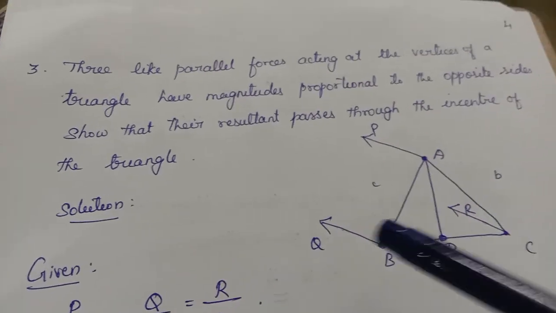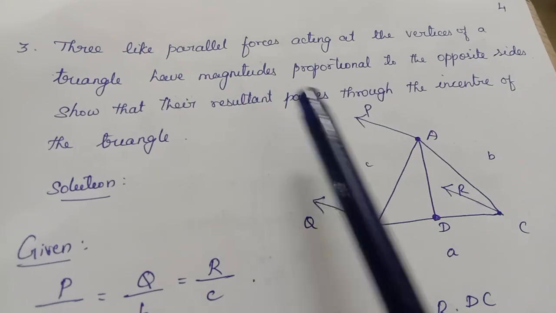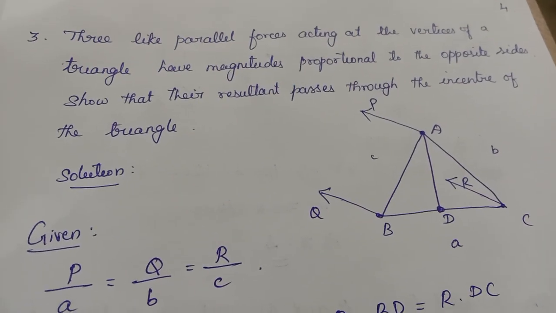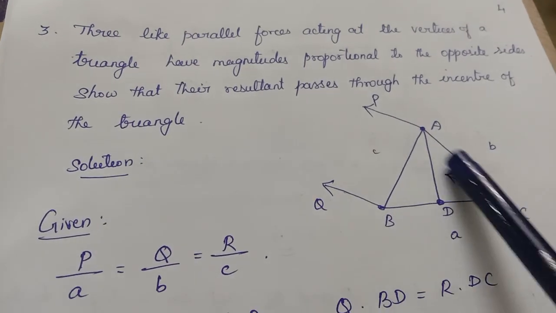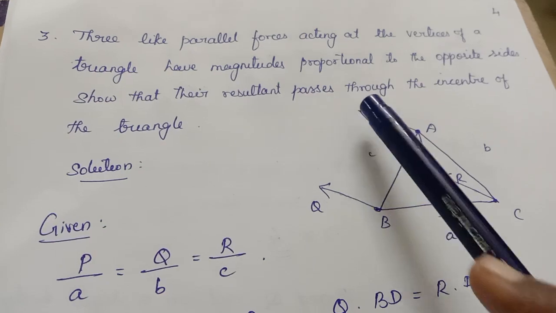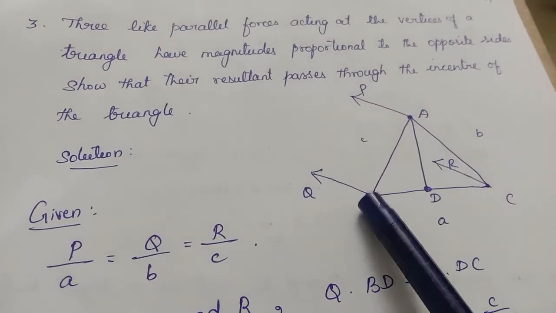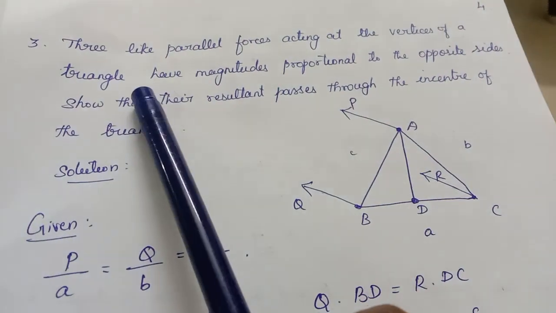Next problem. Three like parallel forces acting at vertices of a triangle have magnitude proportional to opposite sides. So I have three like parallel forces acting at the vertices of a triangle. So let me draw a triangle ABC. At A, force P is there, at B, force Q is there, and at C, force R is acting. Three are like parallel forces. Okay, right. So all are like parallel forces only they have given.